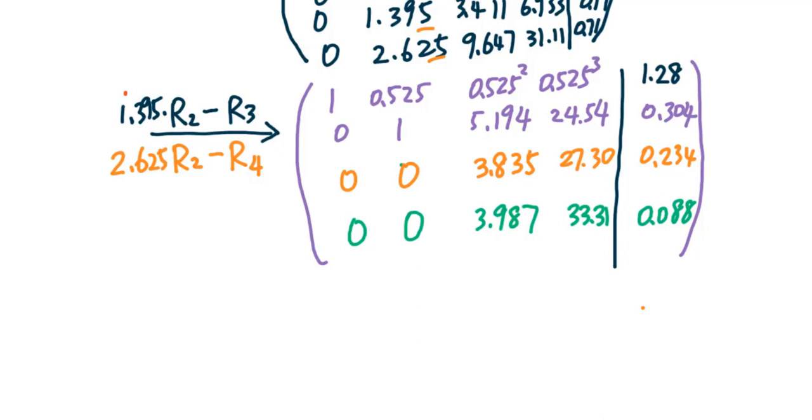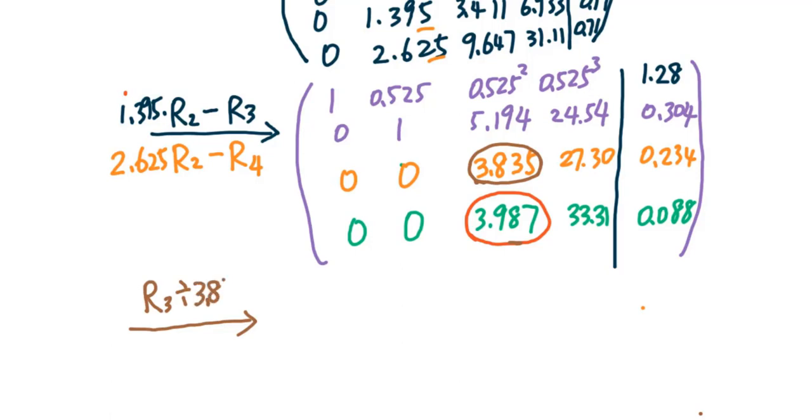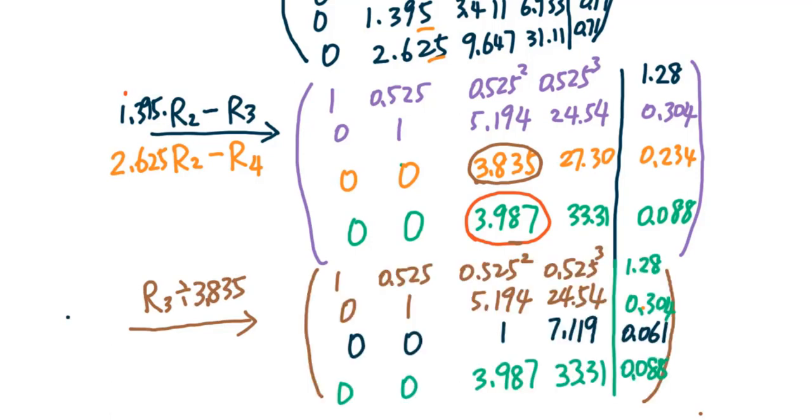I need to make this equal to 0. This is the last step, make this equal to 0. The way is you make this one equal to 1. Then 1 times 3.987 subtract 3.987, you can make this equal to 0. We will work on that. So we will make row 3 divided by 3.835. Now I make this equal to 1.